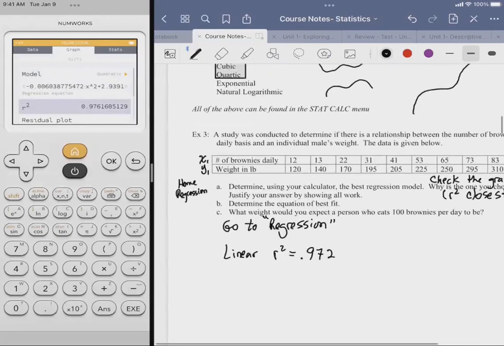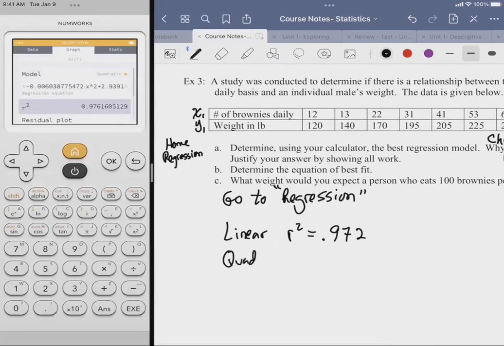All right, so quadratic, the R squared is about 0.976. The closer you are to 1, the closer you are to perfection, a perfect fit of curve to point. This one's better than linear, right? Because it's a tighter fit. But I want to get greedy here.